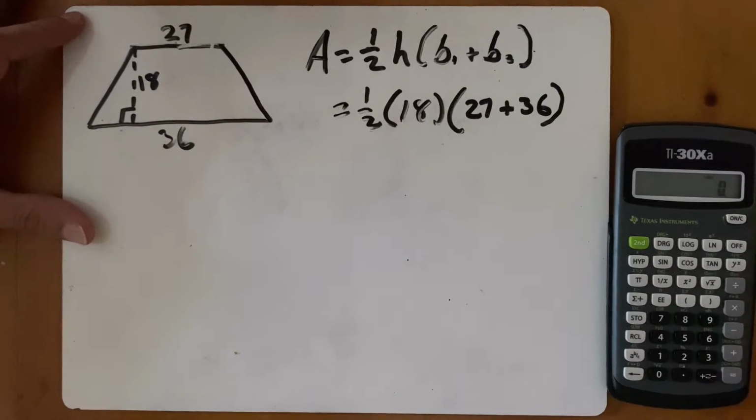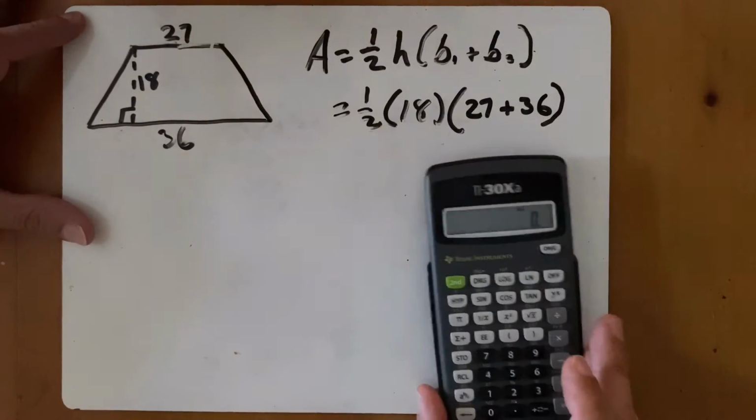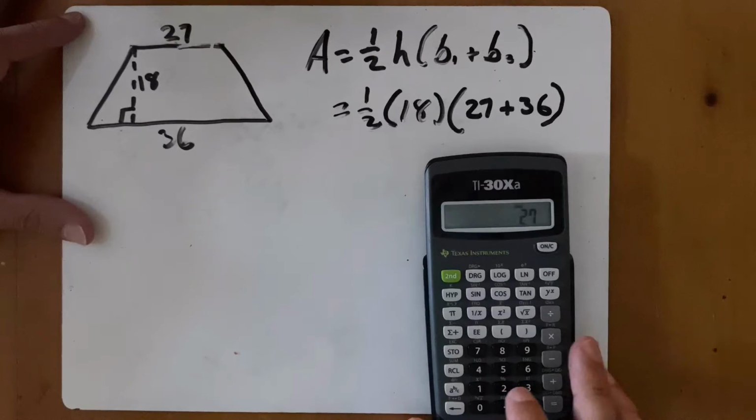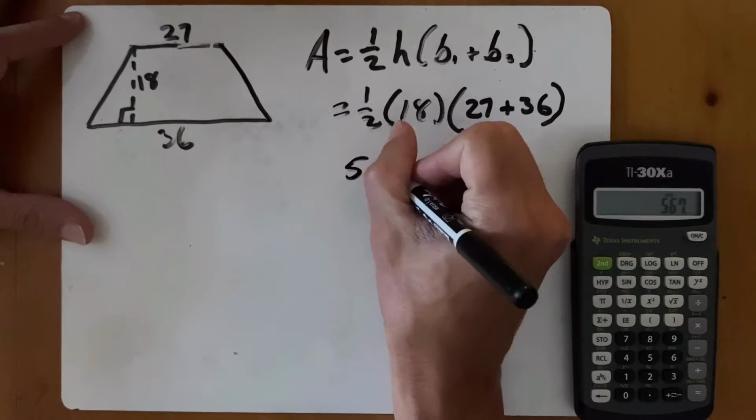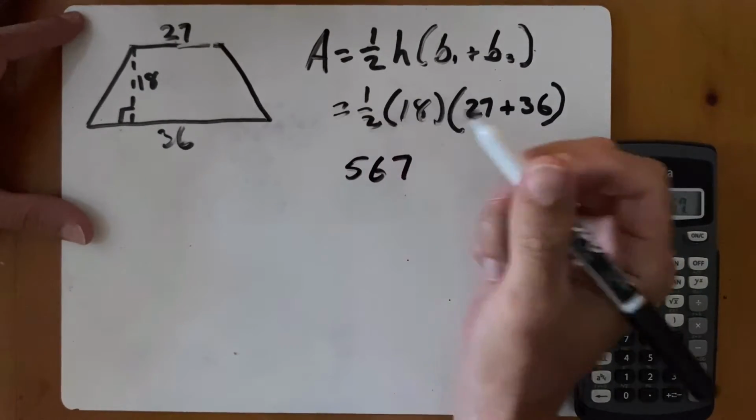Okay, and then we're going to go ahead and plug that into our calculator. So we're going to obviously do the bases added together first. 27 plus 36 is 63 times 18, and then times 1/2. And our final answer should be 567 square millimeters.